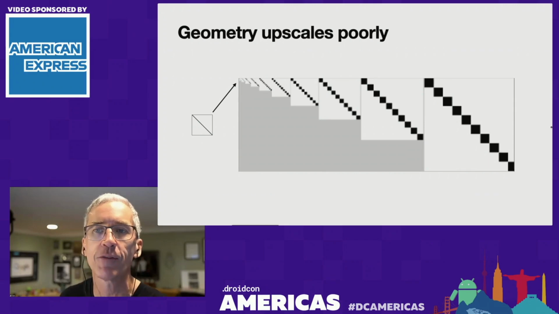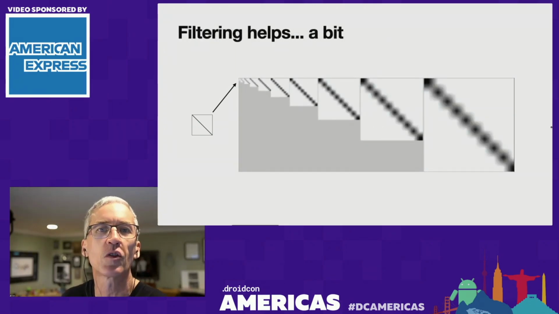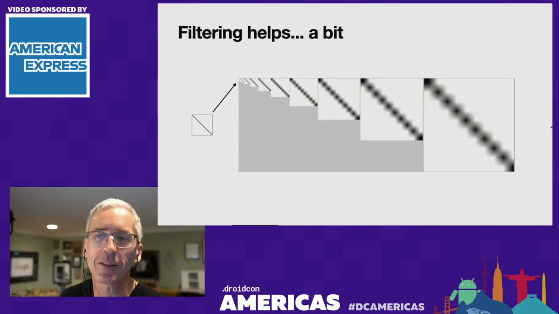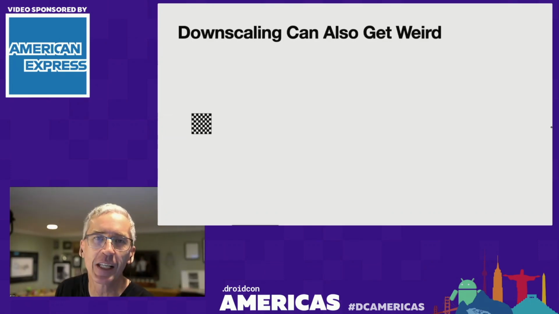Now, there are ways of filtering this so that you could smooth that out a little bit. So now if you squint, it looks a little bit more like a line. Still not great, but filtering can help basically as a workaround for insufficient information. Downscaling can also get weird.